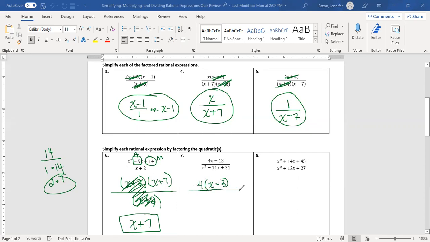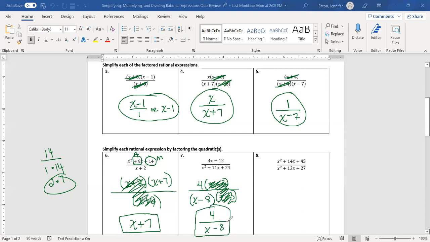And now we go ahead and factor the denominator. What multiplies to 24 and adds to negative 11? That's going to be negative 8 and negative 3. We cross out what we have in common, which is these x minus 3's, and we're left with 4 over x minus 8. And that's our final answer there.